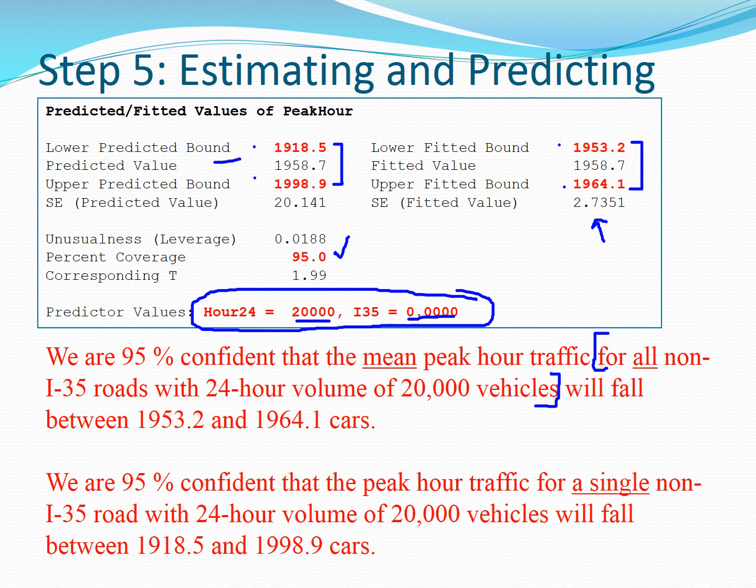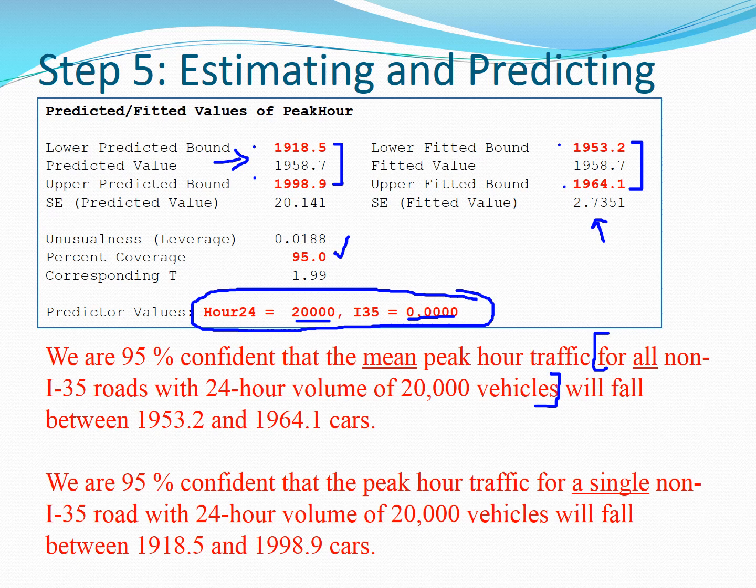What about this side here? Rather than the mean of all, what are we going to talk about? We're going to talk about the value of a single one. Same values of X, right? Same printout. We are 95% confident that the peak hour traffic for a single non-I-35 road with a 24-hour volume of 20,000 vehicles will fall between 1918.5 and 1998.9 cars.